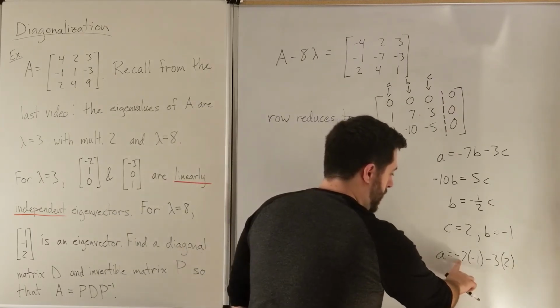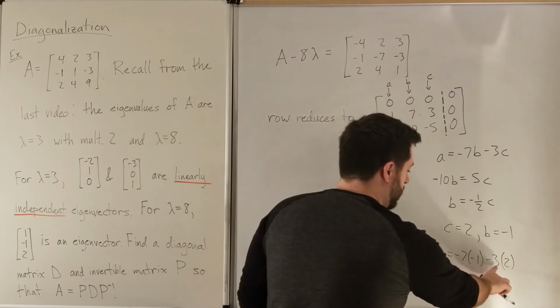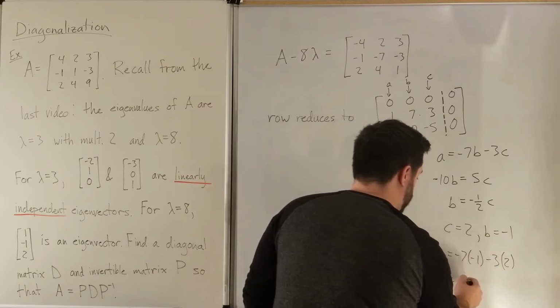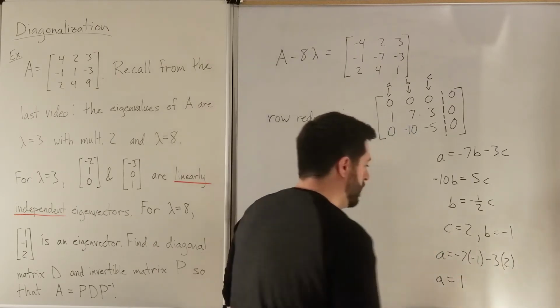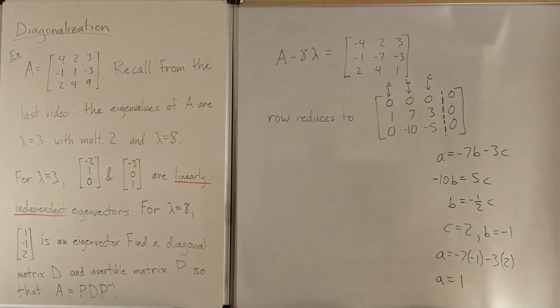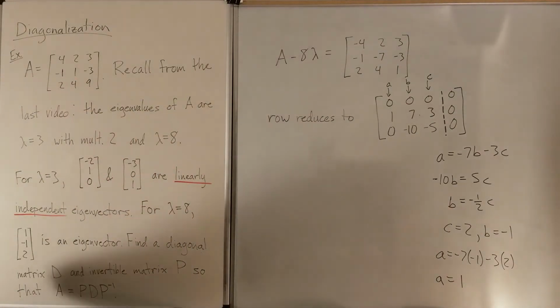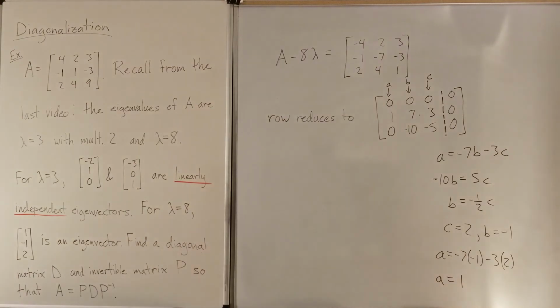Okay, so -7 times -1 is +7. +7 minus 6 is 1. So that gives us A, B, and C: 1, -1, 2. That's this vector right here.